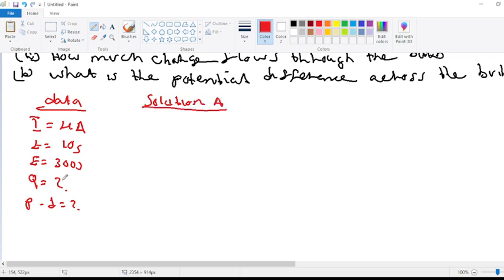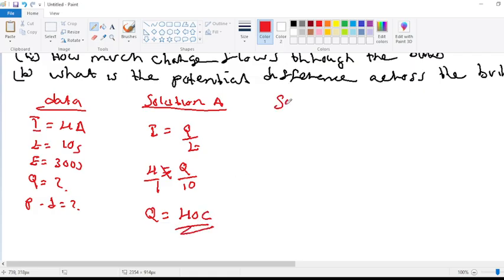So solution A, the first one, we have to calculate the charge here. So how do you calculate the charge? You have current is equals to charge over time taken. Current being given, we have 4 there, equals to charge, we don't know. The time being given, it is 10 seconds over 1. You cross multiply. So meaning your charge here is equals to, what is 4 times 10? That's a 40. So I have 40 coulomb. That's the answer for solution A. Then we go to solution B.